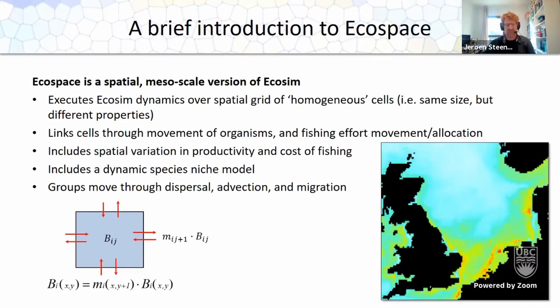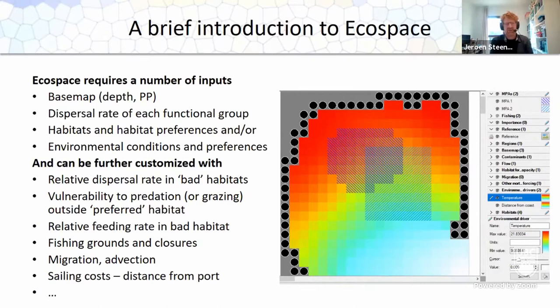Ecospace requires a number of inputs. You need a base map. You need to say, okay, where's water, where's land? Water can have a depth. If depth considerations are not important, your whole map can be 1 meter deep. It doesn't really matter. And it would be good to have a pattern of primary productivity. You need to state how species move. So dispersal rates of each functional group are necessary.